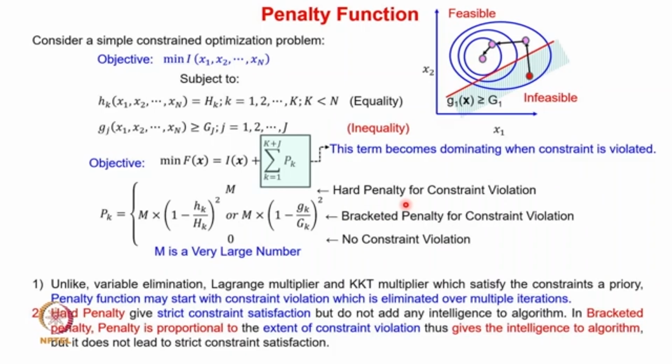So whenever a large number of constraints are there, the usual way of handling them is to use a bracketed penalty instead of using a hard penalty. So unlike variable elimination, Lagrange multiplier and KKT multiplier, which satisfy the constraints a priori, penalty function may start with constraint violation which is eliminated over multiple iterations. Hard penalty gives strict constraint satisfaction but does not add any intelligence to the algorithm. In bracketed penalty, penalty is proportional to the extent of constraint violation, thus it gives intelligence to the algorithm but it does not lead to strict constraint satisfaction. That is what I have said initially.